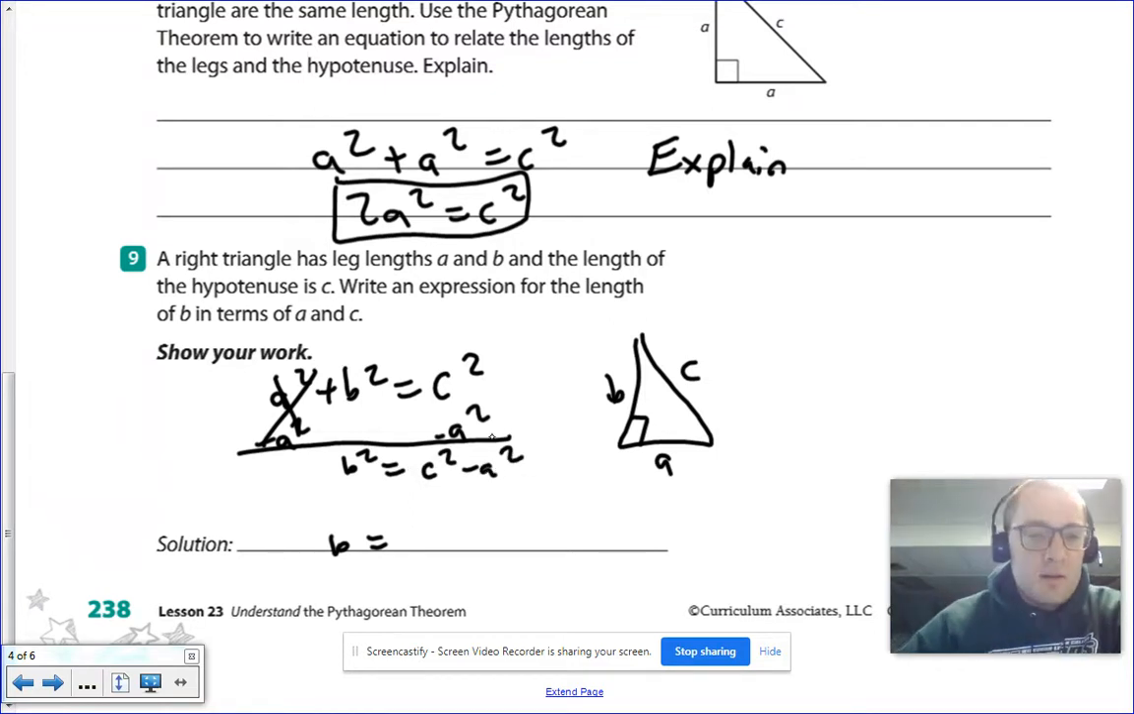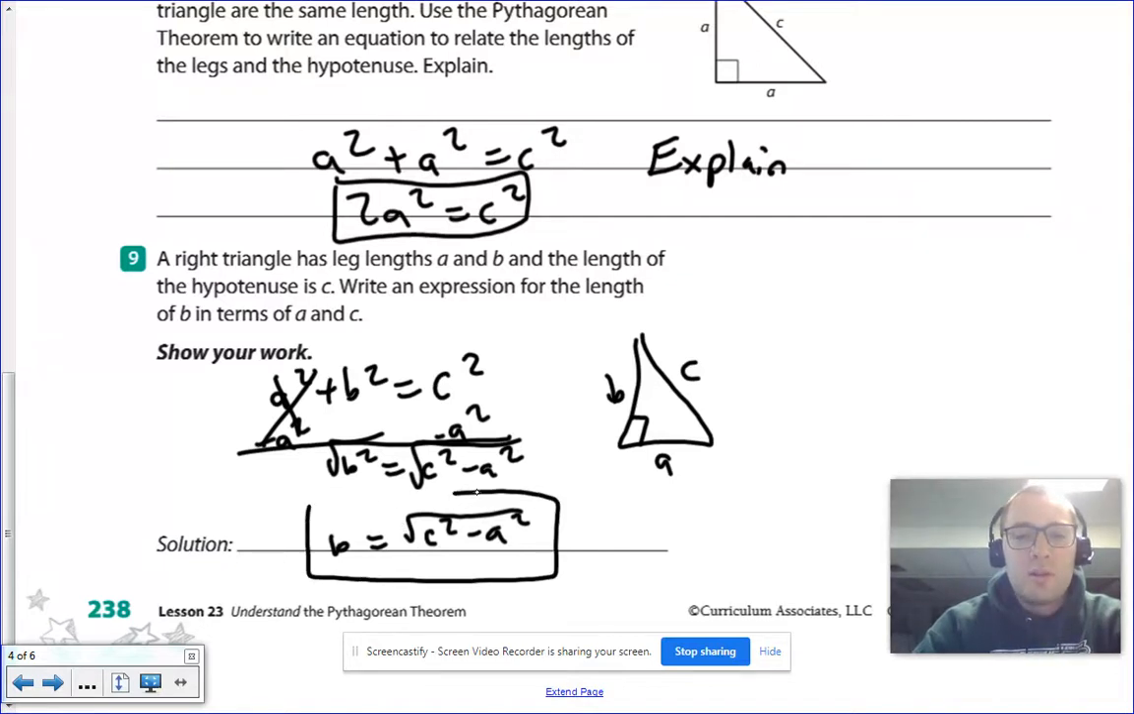And then if we want b all by itself, to get rid of the squared, you might remember you do the square root. So that would get us b is just equal to the square root of c squared minus a squared. So that's like a different formula that you could create based off of the Pythagorean theorem if you want to find specifically one of the legs. It's just a way to rearrange a formula.